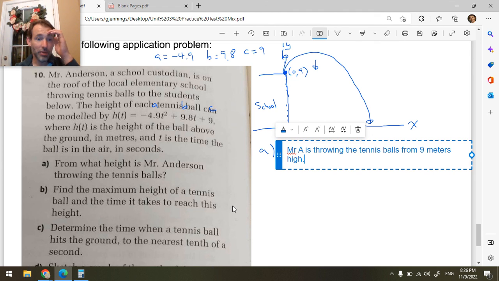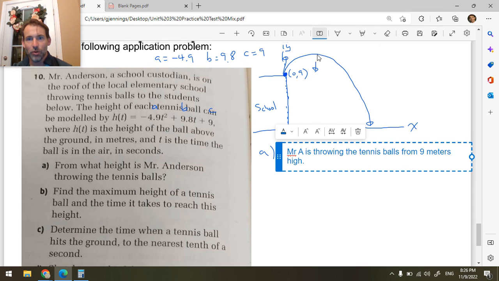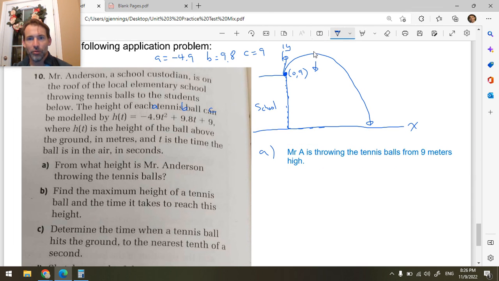B, find the maximum height of a tennis ball and the time it takes to reach that height. Cool. Okay, so we got to realize that the maximum height is there, the vertex. So if I can find the axis of symmetry, I will find the x value of the vertex. The x value is actually t, time. So this isn't the x-axis, it's the t-axis. And this is not the y-axis, it's the h-axis. But this arose by another name, okay? It's still, in my mind, the x and the y.